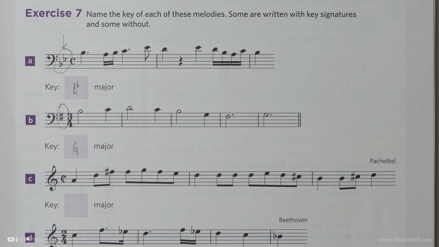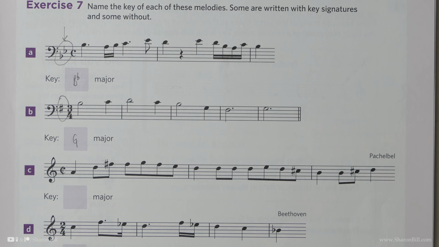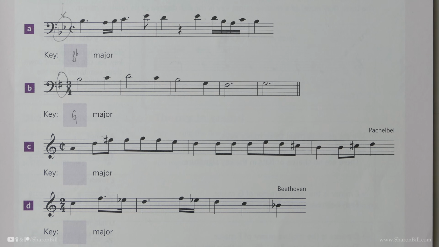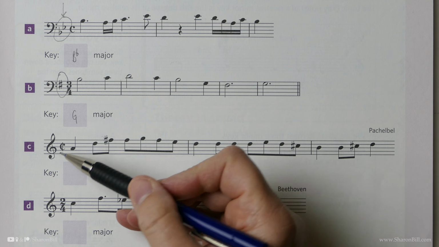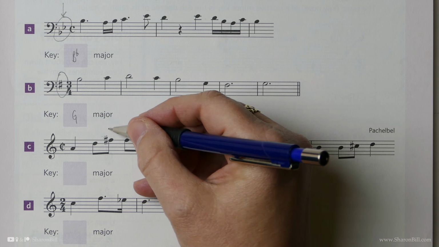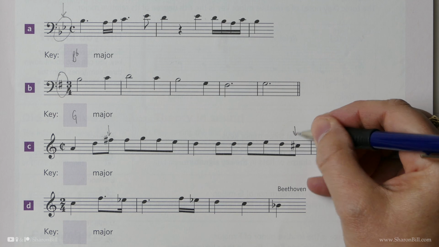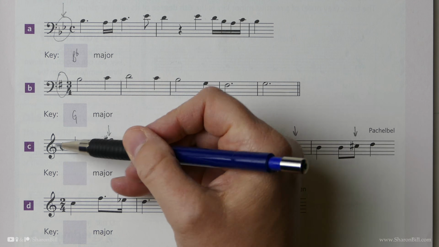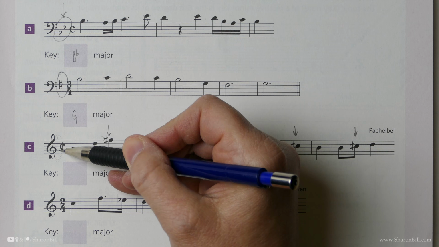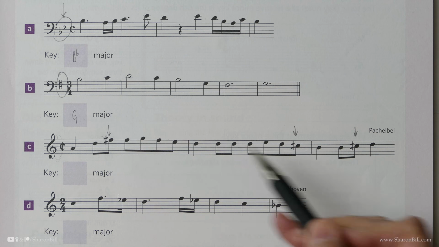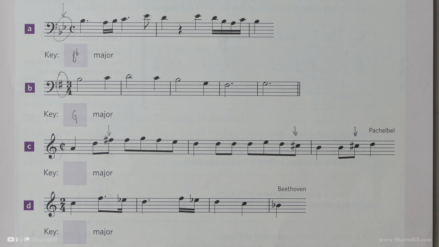Let's look now at exercise C. In this one, we're going to have to work a little bit harder. We're going to have to look for our clues because there is no key signature, but there are accidentals, and these are our clues. If we look at this and think no key signature, that must be C, we would be wrong because we need to take into account these notes.